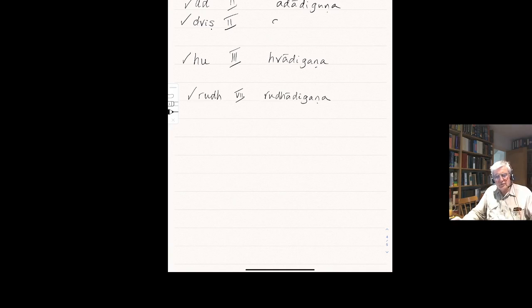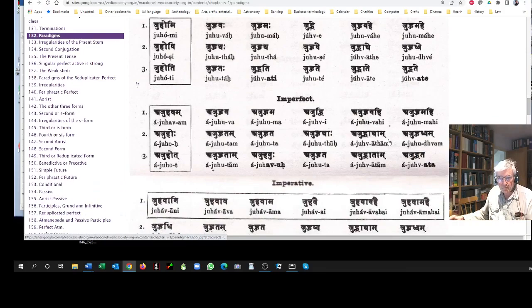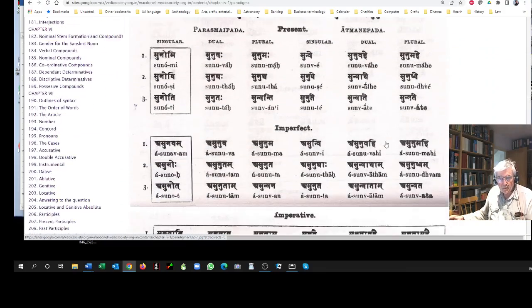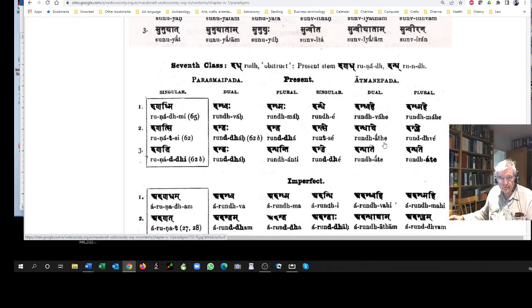It's the same rudh, for example, in our word nirodha, cessation. Rudh basically means to block or to stop or to prevent something. Nirodha, if everything is blocked or stopped off. So what happens with this class is that I will turn up Macdonell again. So I keep losing things on my screen. Here we are, seventh, rudh.